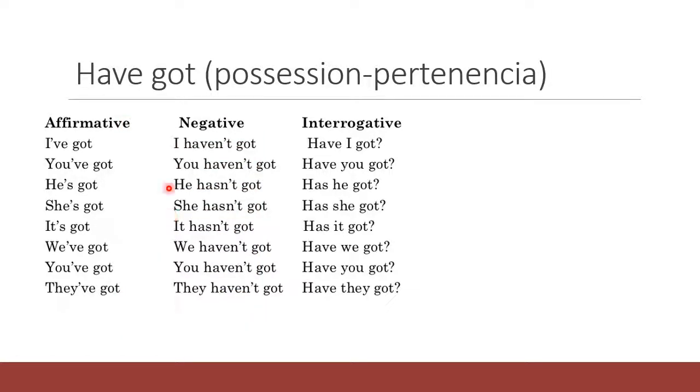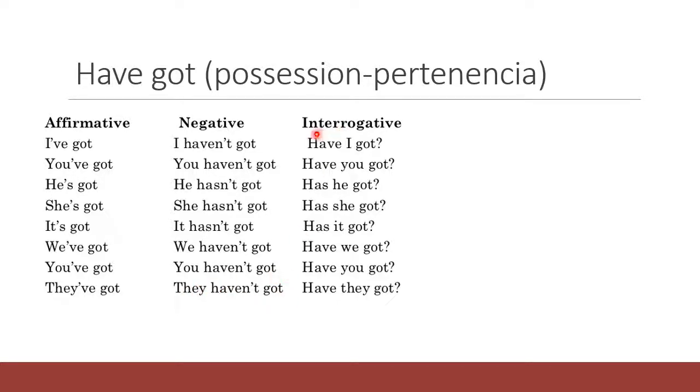Negative sentence. For the negative sentence, we have to include not next to the verb. So we have I haven't got, you haven't got, he hasn't got, she hasn't got, it hasn't got, we haven't got, you haven't got, and they haven't got.